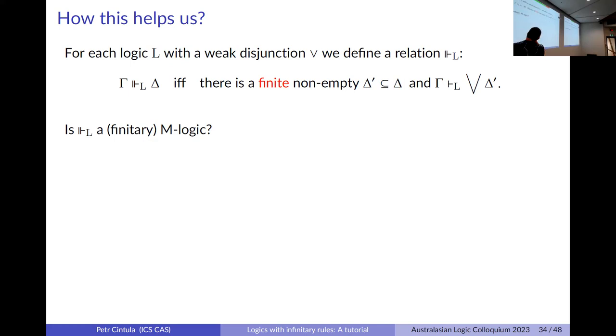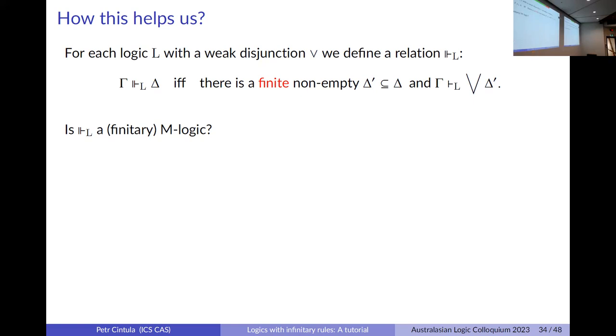We take our logic, our single conclusion logic, and we use the disjunction to define symmetrization in the way you would expect. We say gamma proves delta in the multi-conclusion setting if there is some finite subset such that gamma proves the disjunction of this delta in the original single conclusion logic. Okay, that's one of the possible reductions. There are many. This reduction, of course, has the right finitarity built in, because whenever you prove some delta, you prove some finite subset of it. So the right finitarity is built in, but that's fine.